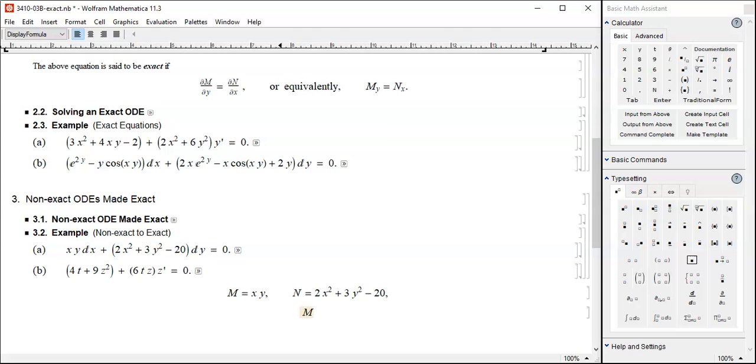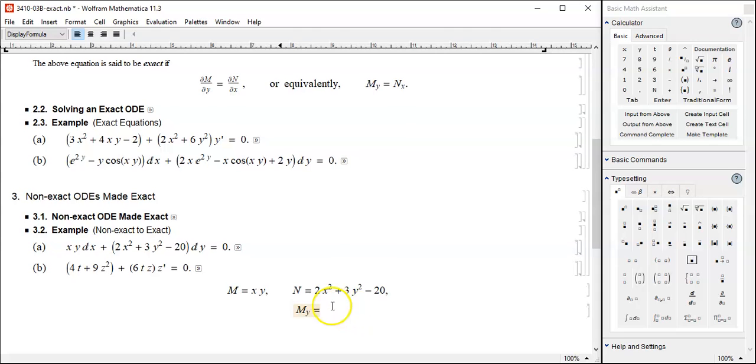What is m sub y? Take the partial derivative of this by y. What do you get? That's what I'm getting, right? x is a coefficient function.